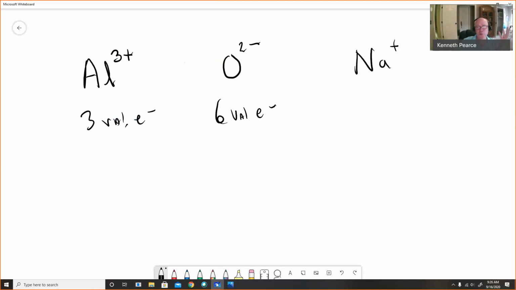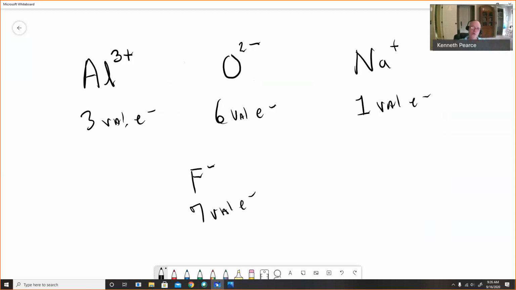Well, sodium has a +1 charge, and it's in the 1st column. If you look on your periodic table, it has 1 valence electron. And we can look at, say, fluorine. Fluorine's F minus means it has 1 extra electron, but it has 7 valence electrons.